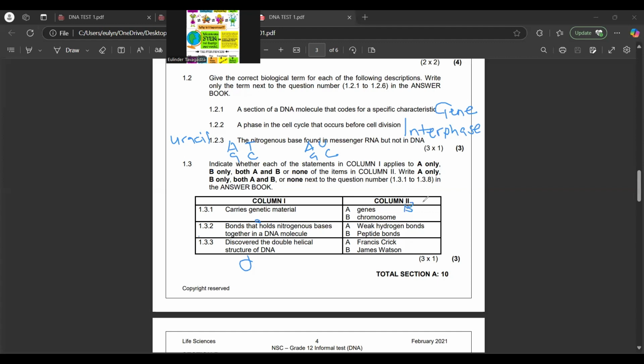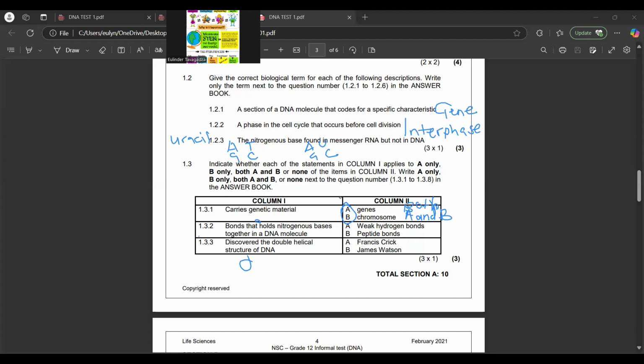Our answer becomes both A and B. So the answer is correct there.